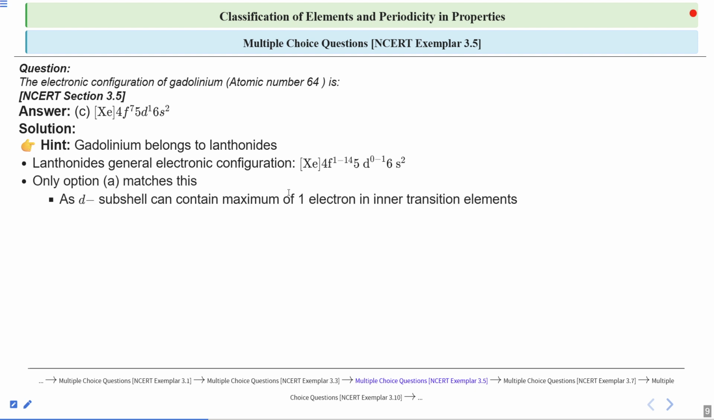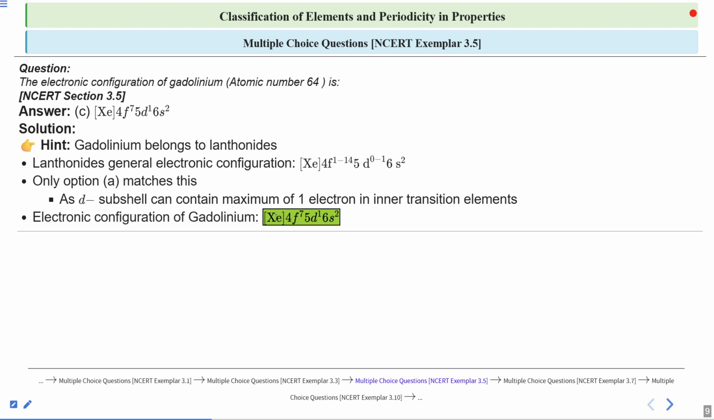With this said, I have written here that only in option A, the d subshell contains a maximum of 1 electron in the inner transition element. And hence, the electronic configuration will be xenon 4f7, 5d1 and 6s2. So I guess this trick part is clear to you. What I said about this general electronic configuration related to lanthanoids, you should remember that, right? So now this is true for the actinoids also. If you remember, only the principal energy level will change accordingly.